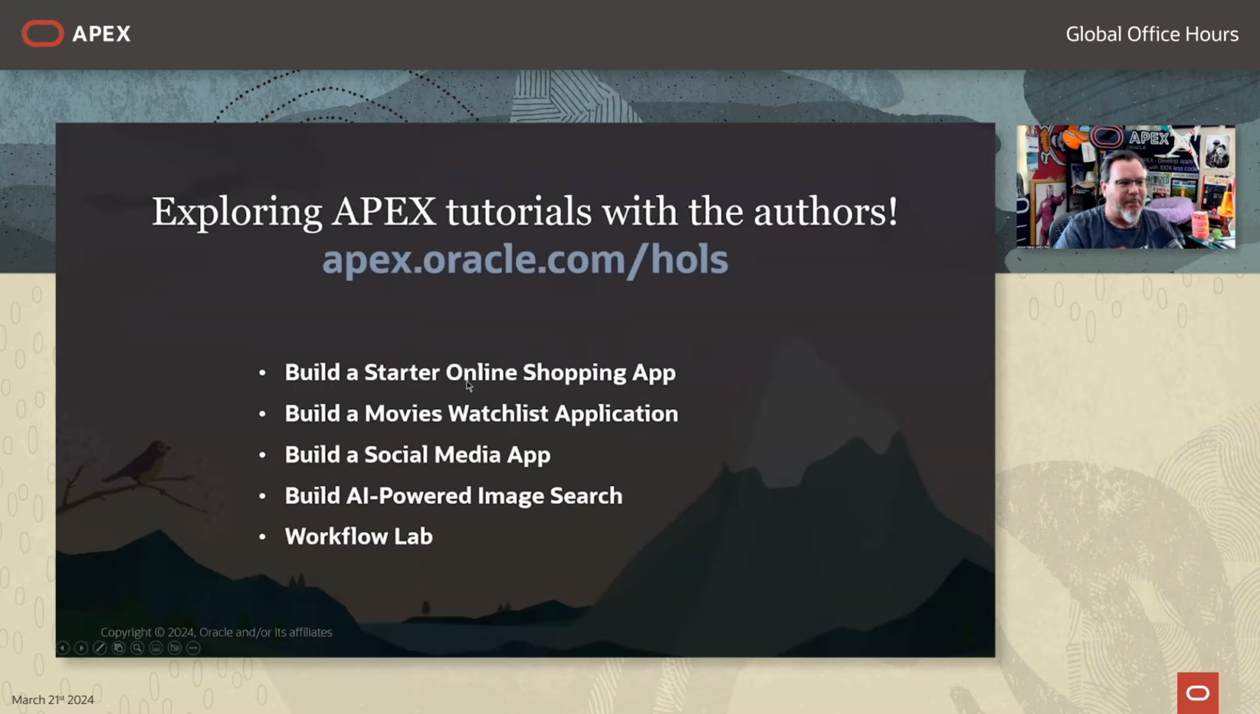We're going to have Monica showing us the starter online shopping app that she put together. We're going to have Paige talking about the movies watch list application hands-on lab. I'll be talking about the social media app hands-on lab. From there, we have Apurva talking about the AI-powered image search, which is actually an enhancement to the social media app, showing a bunch of neat features with AI. And then we'll round off with the workflow lab at the end with Rupesh. So we've all had a hand in working on these labs, whether it's been QA, testing, experimenting.